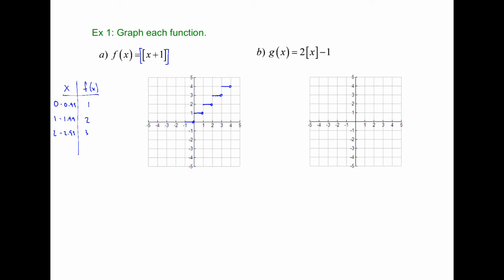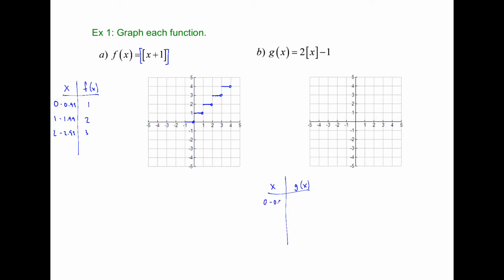And there you go. On the second one, you can try it on your own, or you can watch to see how this works again. I'll do the same thing. So I'm going to do x and g of x. And I'll start the same way. If I plug in 0, 0 times 2 is 0. 0 minus 1 is negative 1. But it's not just 0.